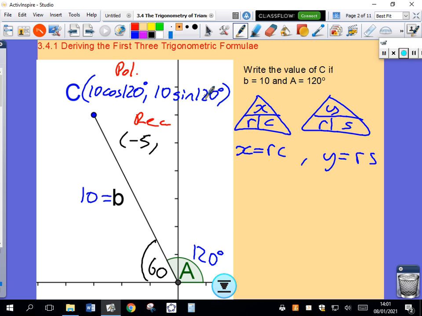Sine of 120 is going to be the positive of sine of 60, because sine is positive in quadrant 2. Sine of 120 is equal to sine 60, which is root 3 over 2. So 10 times root 3 over 2 would be 5 root 3.